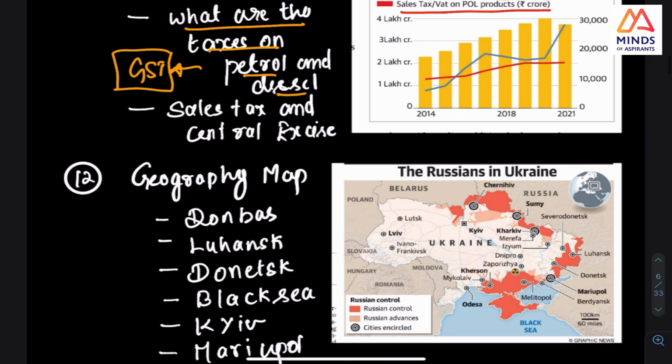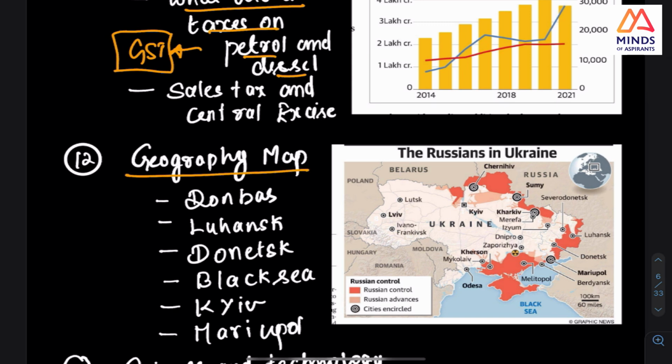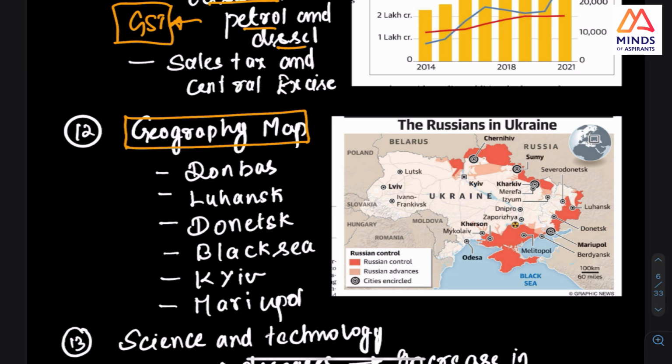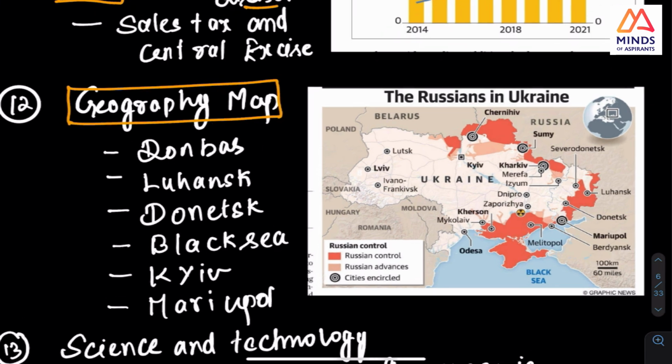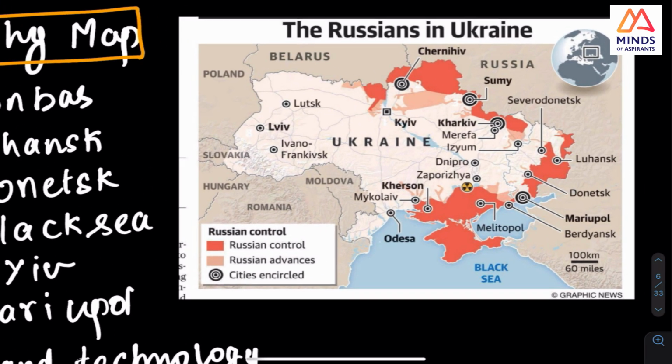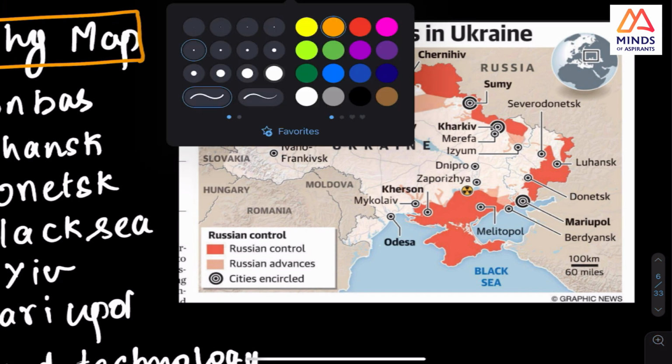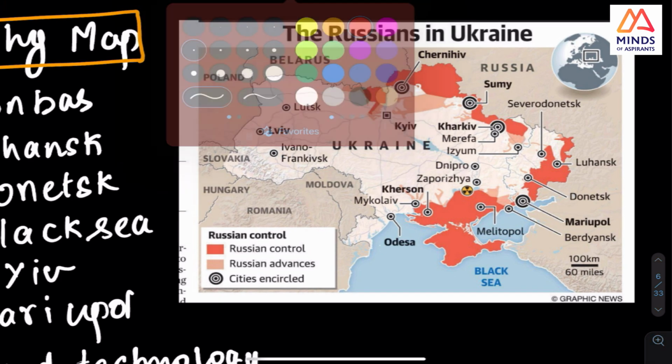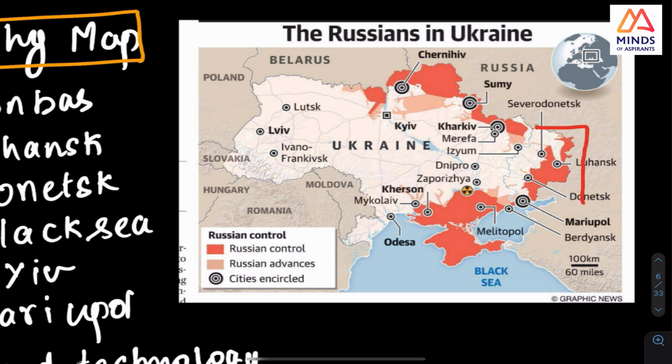This is very important. And then for the geography map, this was always in news, this you should know. So look at it very closely. This area is very important, the northeastern area. This is the area in which Luhansk and Donetsk and Mariupol are in news, and Kyiv is in news. So look at this very closely. And this is the Black Sea.